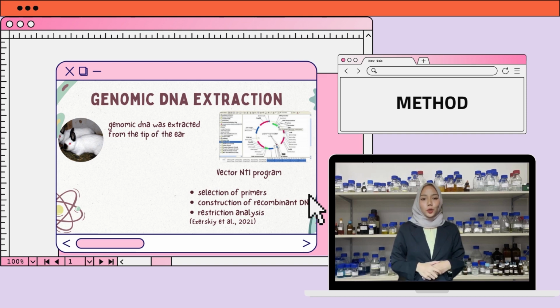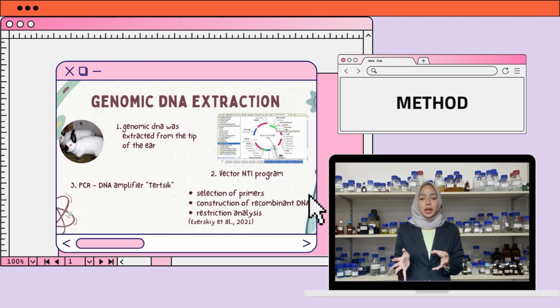So, in order to conduct this research, firstly, the genomic DNA of the Californian rabbit breed was extracted from the tip of the ear. The Vector NTI program is used to perform the selection of primers, construction of recombinant DNA, and also restriction analysis. Other than that, the PCR procedure was performed on a DNA amplifier.